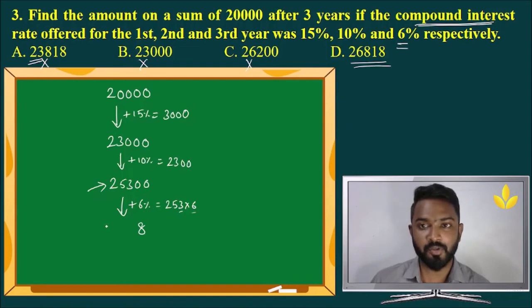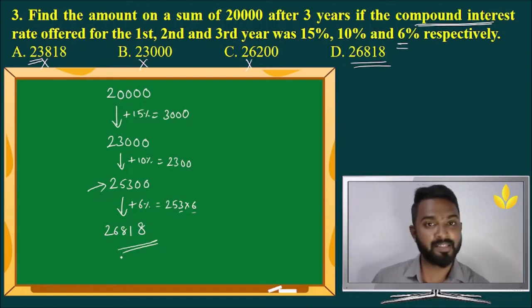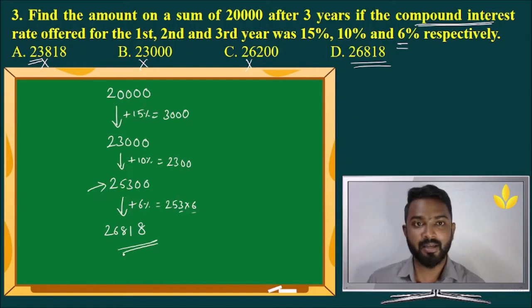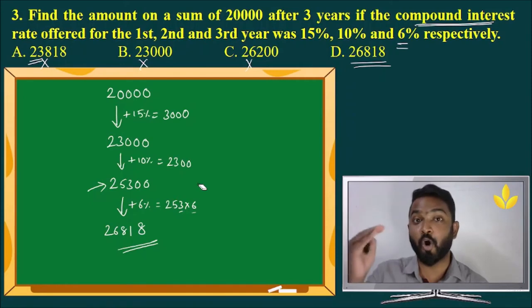This is how you use elimination method in your favor. You get the answer without really calculating. So what's the difference between SI and CI of the same data? The simple interest was 26200 and the compound interest is 26818. Again, compound interest proved to be a better deal. That is why it is compounding.